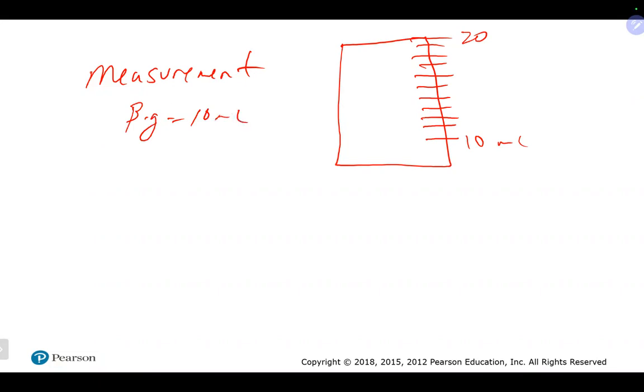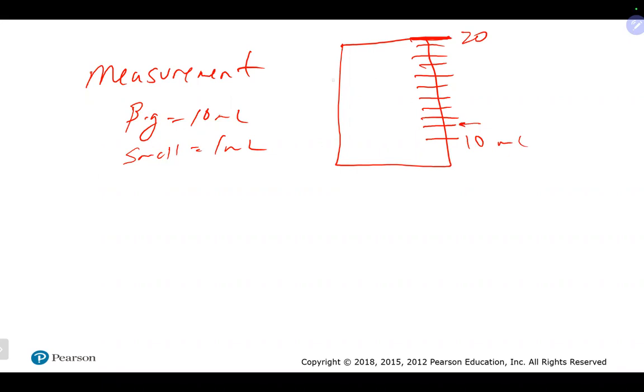If I drew the right amount of lines there between those two, there should be 10 lines. Remember, we do really start counting here and then end at the next big line there. And that means that each of the small markings here would be 1 milliliter. And as we talked about, not 100% of the time, but in most cases, you could take the reading to one more place to the right of the smallest marking.